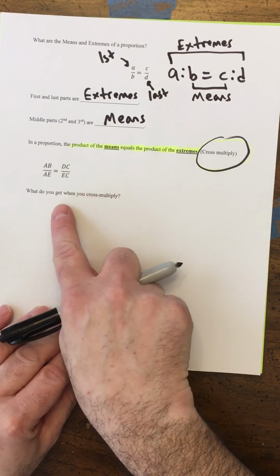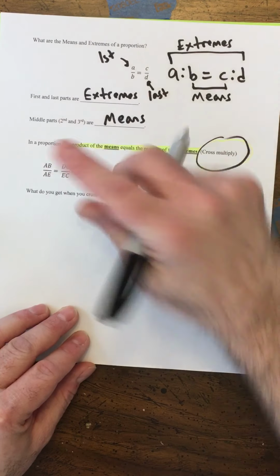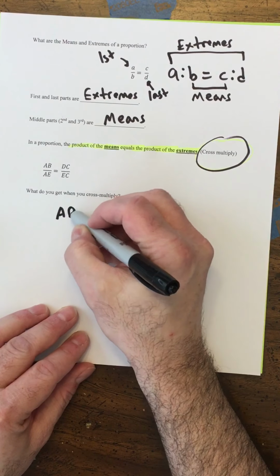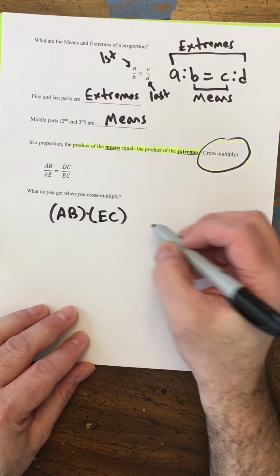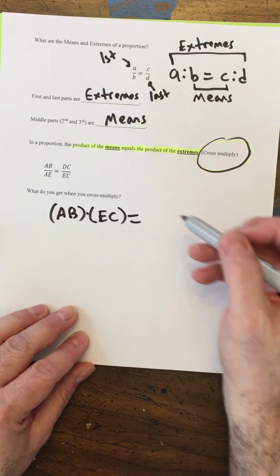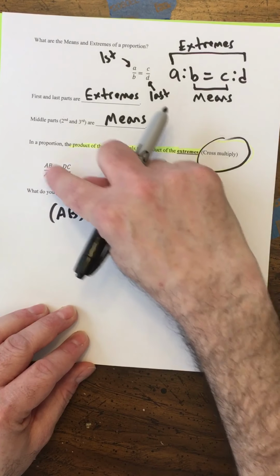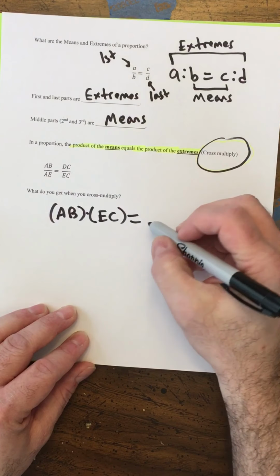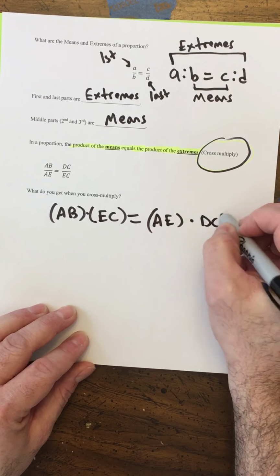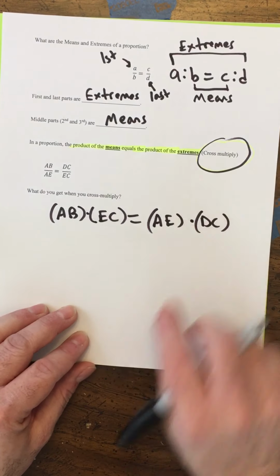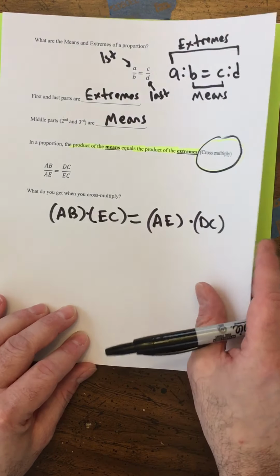So if you were going to do the cross multiplication here, the way it's going to look is AB and EC are the extremes, so I'm going to multiply those. AB times EC, that's a product, and that equals the product of the means. It doesn't really matter if you do means first or extremes first. The thing is, the extremes get multiplied together and the means get multiplied together. Okay? So the reason for this is the product of the means equals the product of the extremes, and we're going to now see that in a proof.